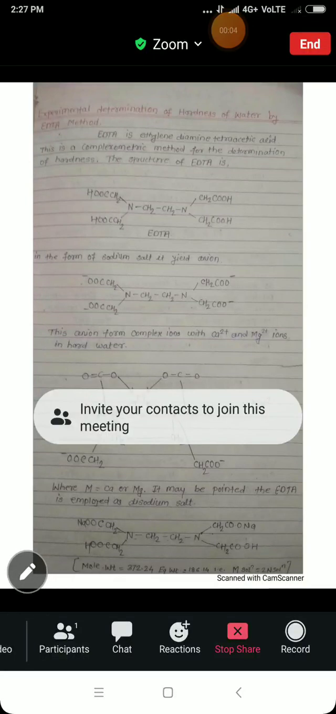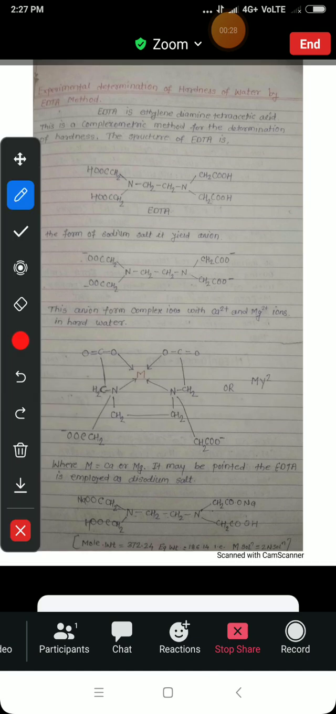Hello students. Today we will discuss, from the Engineering Chemistry chapter, that is Water Technology, the determination of hardness by the EDTA method, that is ethylene diamine tetraacetic acid, which is a complexometric agent used to determine the hardness of the water. So what is EDTA? EDTA is nothing but ethylene diamine tetraacetic acid. Okay, so this is a complexometric agent and used in this titration.